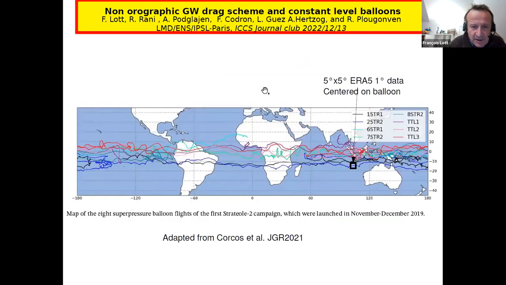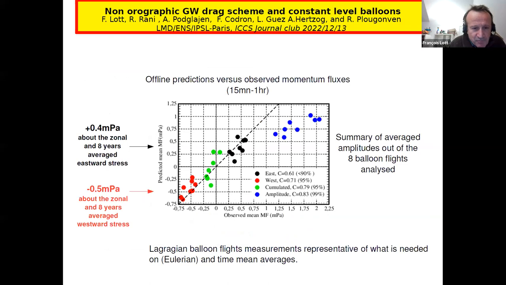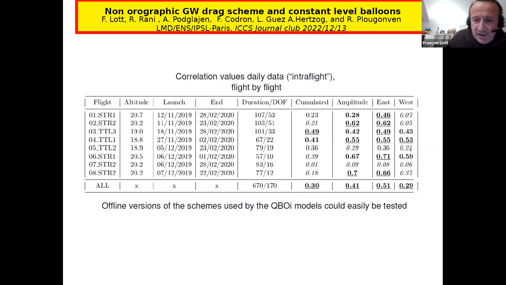So that's quite interesting, that the value you show here in those few balloons is not very far from the zonal and 8-year average westward stress predicted by the parameterization. So they really quantitatively can be used to predict the stress, those balloon data.